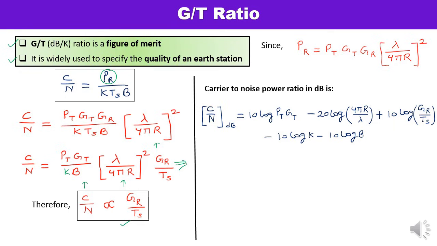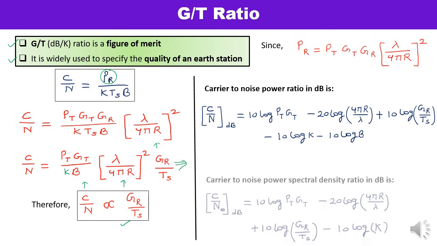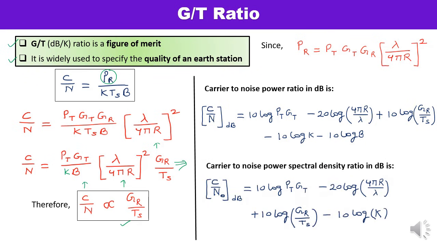Similarly, you can calculate the carrier to noise power spectral density ratio as well, C by N naught. You must remember that noise power spectral density is noise per unit bandwidth. So accordingly, you can write down this equation. Depending upon the requirement, what values you need to calculate, you can utilize the formula.